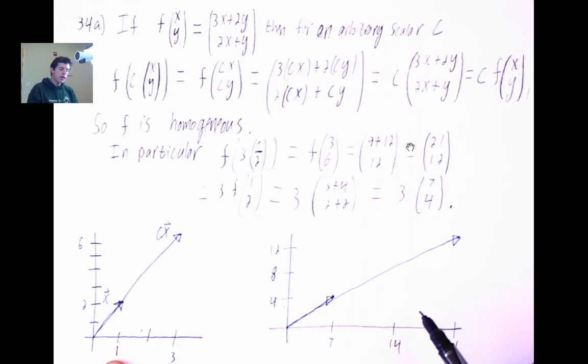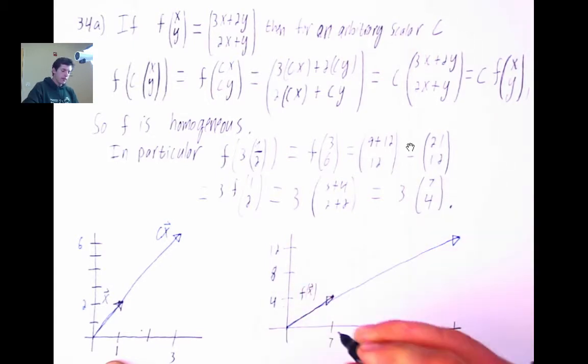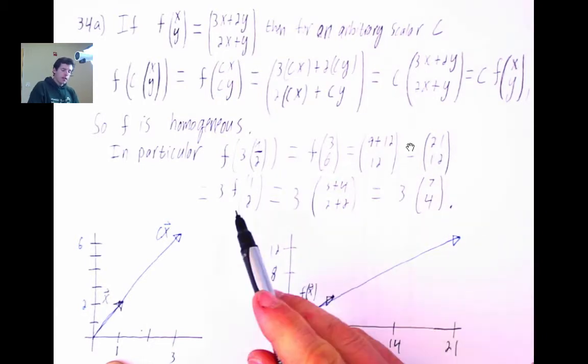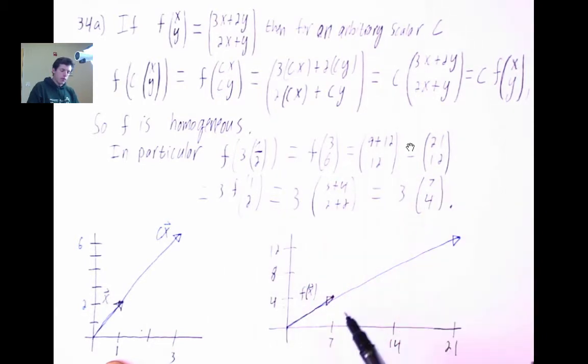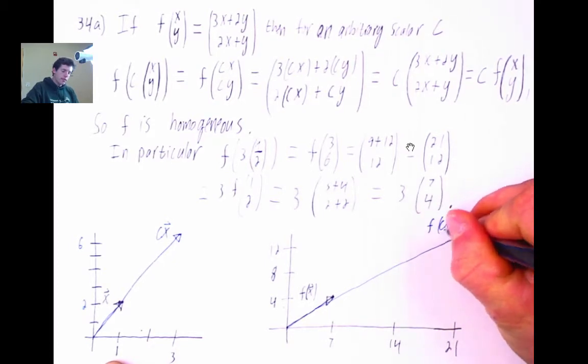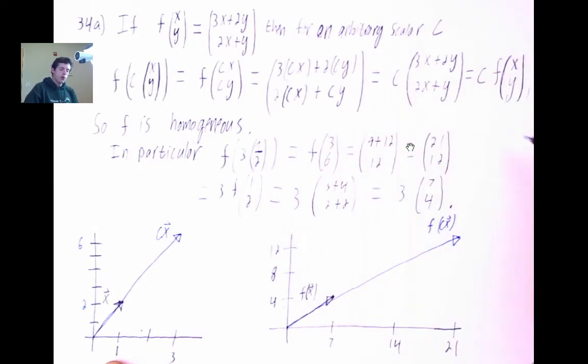And then over here, I have f of x. That is what f assigns to the vector (1, 2): (7, 4). So (7, 4), there it is. The thing that f turns x into, f of x. And f turns c times x, which is (3, 6), into (21, 12).